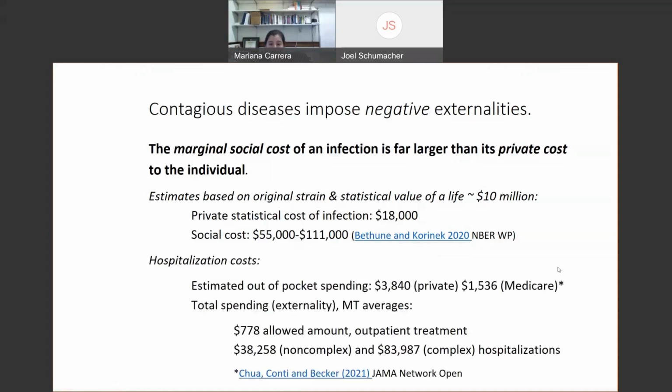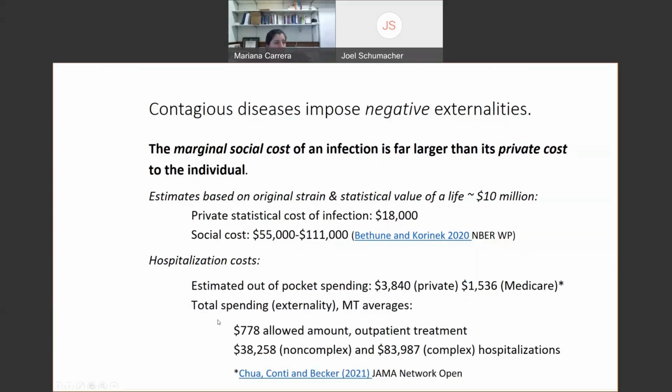What about the hospitalization costs I talked about? So here are some estimates that have been published for estimated out-of-pocket spending for people hospitalized with COVID. One study found an average of about $1,500 in out-of-pocket costs for Medicare Advantage beneficiaries. It was larger for people under private insurance. Around $3,800 would be the estimated expected out-of-pocket spending. But again, keep in mind that that's only a small share of the total costs of a hospitalization.